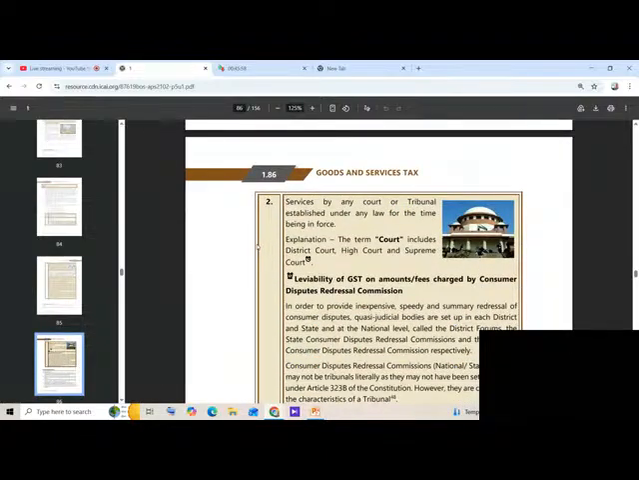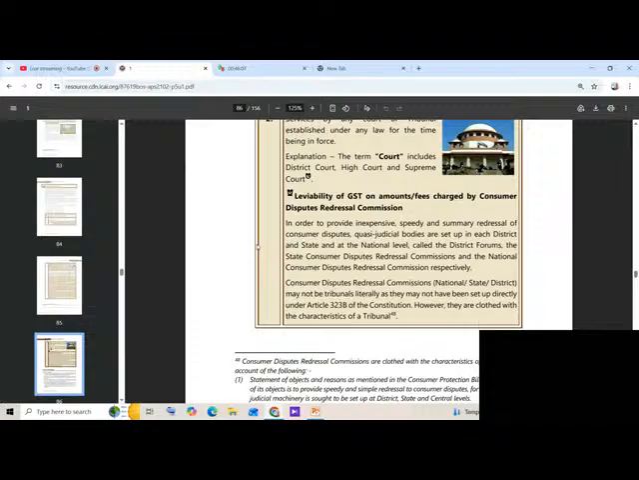Services by any court or tribunal established under any law for the time being in force. So, leviability of GST on amounts or fees charged by Consumer Disputes Redressal Commission. In order to provide inexpensive, speedy, and summary redressal of consumer disputes, quasi-judicial bodies are set up in each district and state and at the national level called the district forums, the state consumer disputes redressal commissions, and the national consumer disputes redressal commission, respectively.